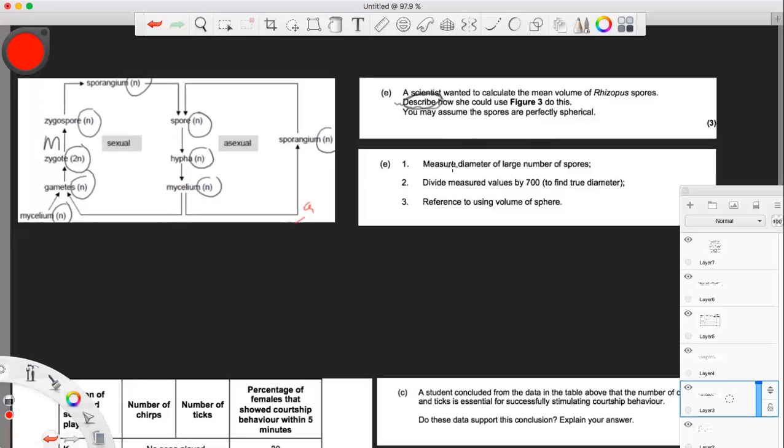So the first stage, most of you got: measure the diameter of a large number of spores. Say large number, don't say quite a few, because you want a big sample size. Divide the values by 700. This is your magnification, so that's to find the diameter. And then many of you spoke about the volume of the sphere. This was actually quite well answered, most of you getting a minimum of 2 out of 3 for that. That's really nice.